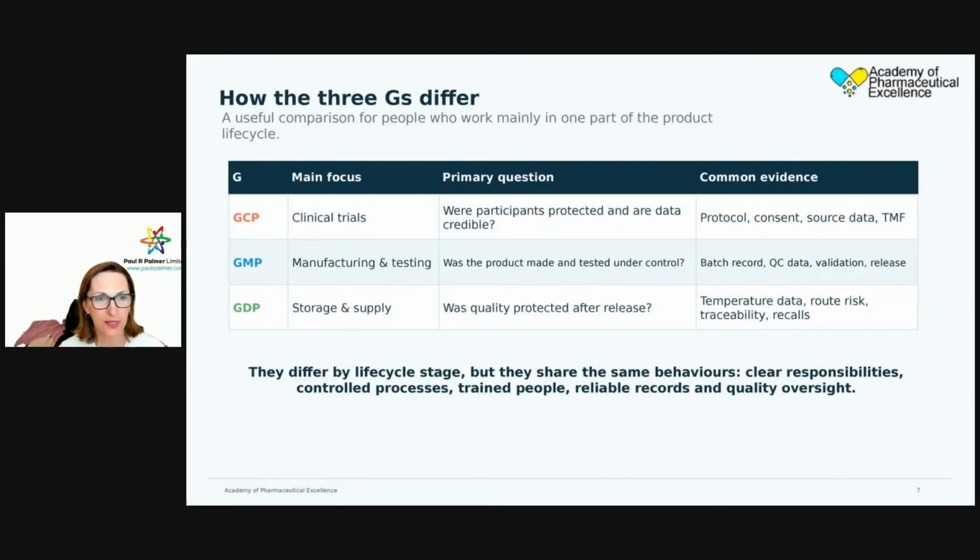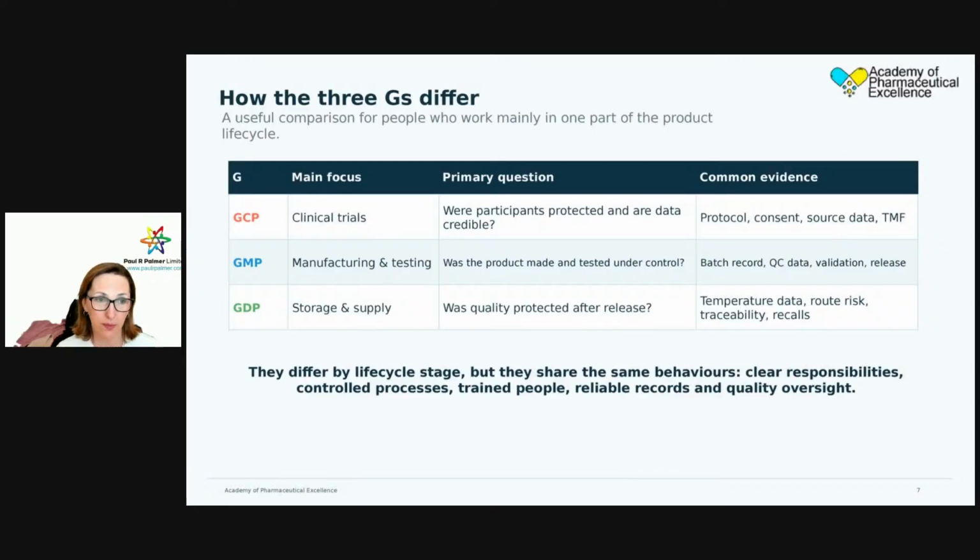And the easiest way to separate the three and look at them is to look at the main focus and the evidence, as you can see on the slide. So we have GCP, where the focus is the clinical trials. The primary question is whether the participants were protected and whether the data are credible. Its evidence includes protocol, informed consent forms, the source data and the trial master file.